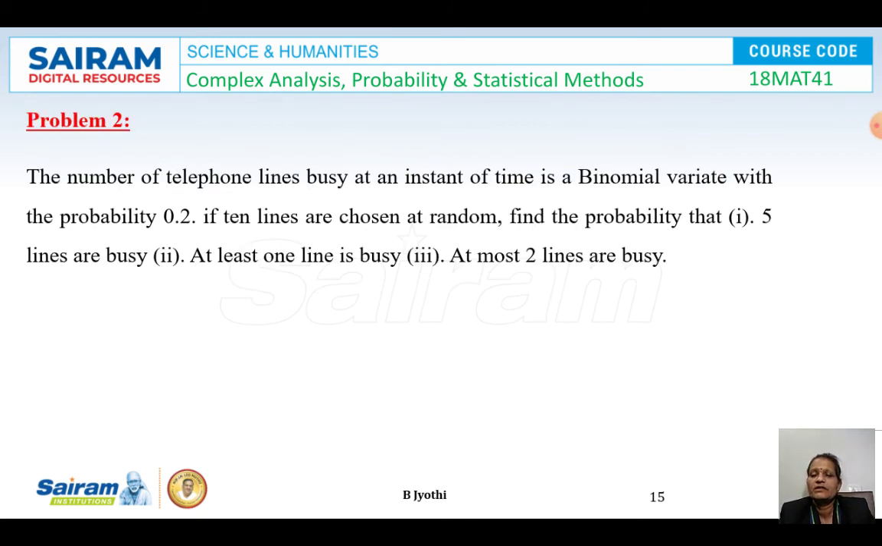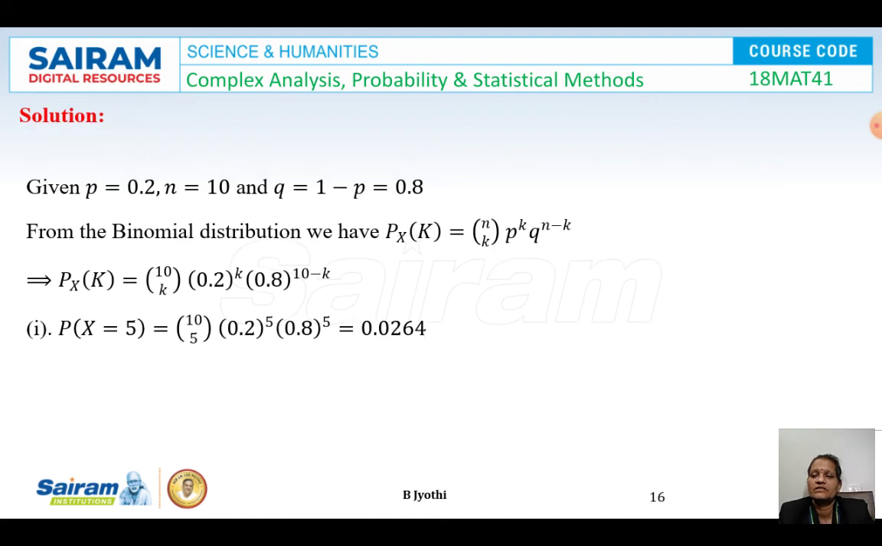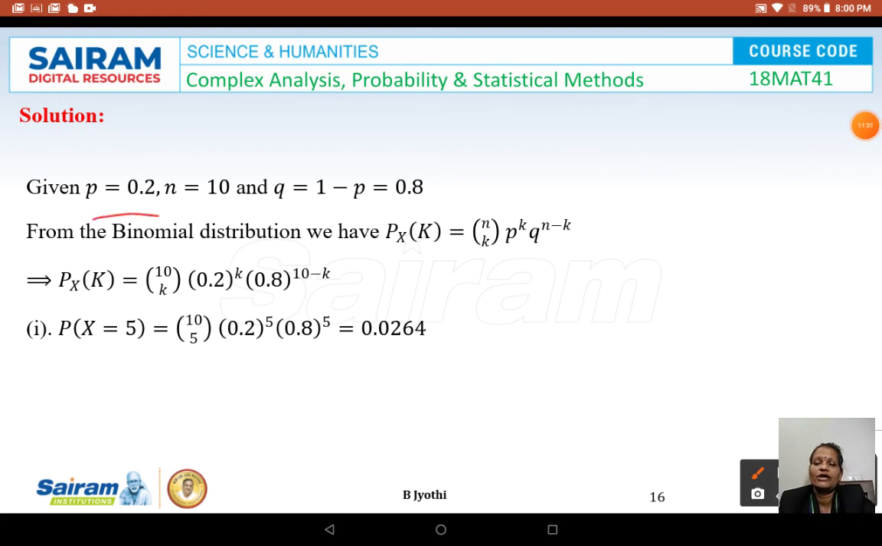Next problem. The number of telephone lines busy at an instant of time is a binomial variate with a probability 0.2. If 10 lines are chosen at a time, find the probability that 5 lines are busy, at least 1 line is busy, at most 2 lines are busy. So this is the problem they have given, and it is a binomial distribution. Solution. Given P is 0.2, n is equal to 10 and q is 1 minus p, that is 0.8.